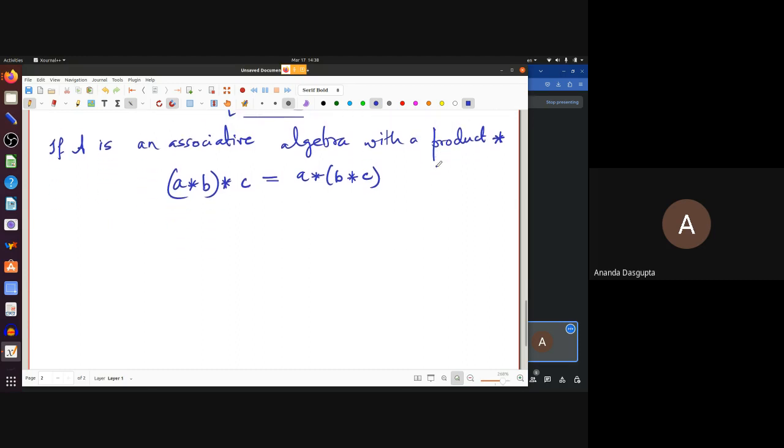However, if you're given an associative algebra, which is a very common kind of thing, matrices, operators, all of them, you can construct a Lie algebra. So you can construct a Lie algebra from this algebra A in this manner. Define the bracket of A and B as this.